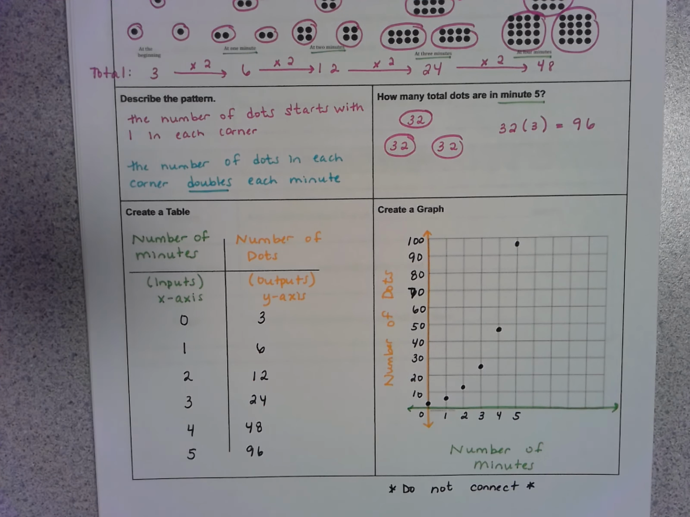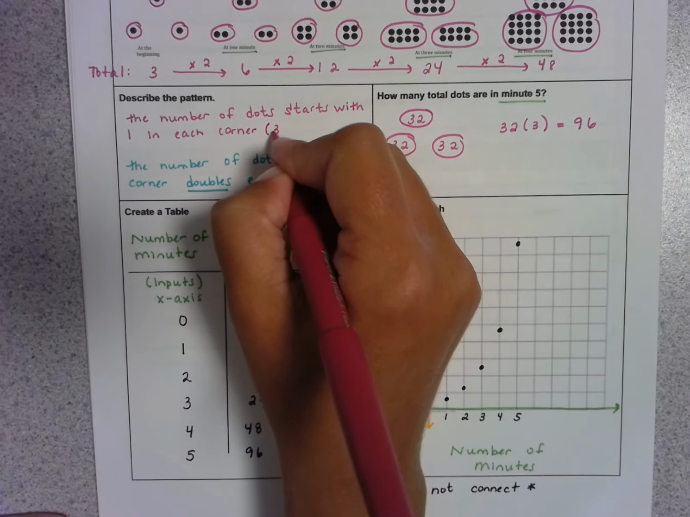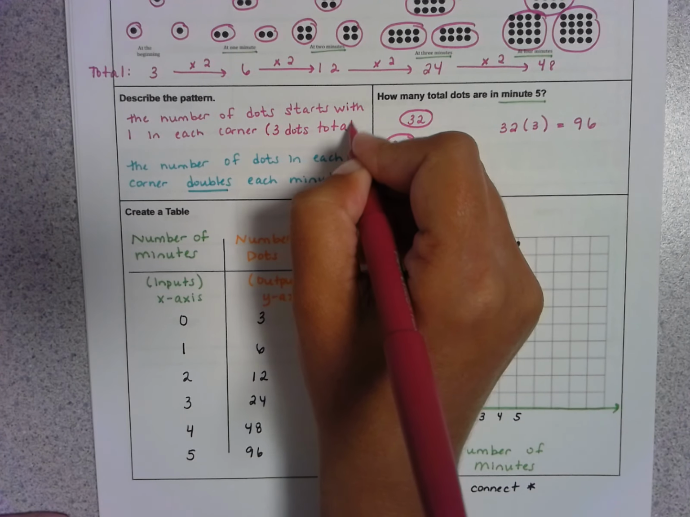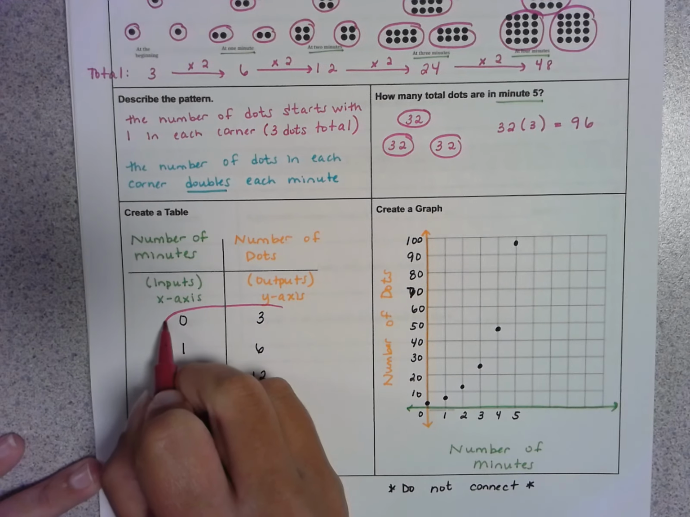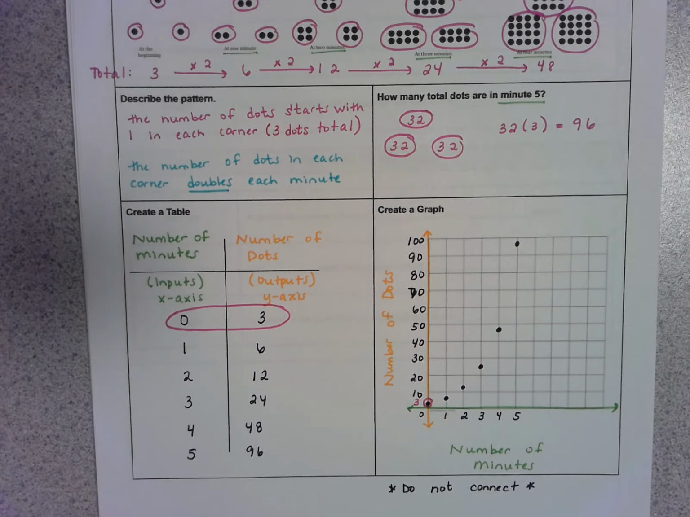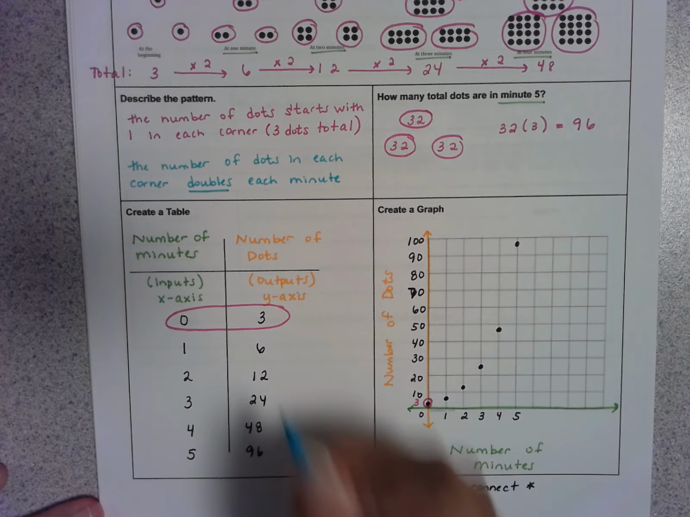So now we're going to think about the pattern that we saw. Just like we saw in the previous problem, there was a connection between the pattern in the picture and the pattern in the table. So we said we start with 1 dot in each corner, which means 3 dots total. And you'll notice that in the table, we're still starting with 3 dots total, and on the graph, we're still starting with a y value of 3. The other pattern you should see here is that the number of dots doubles each minute.